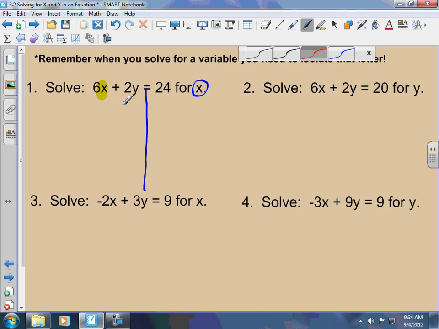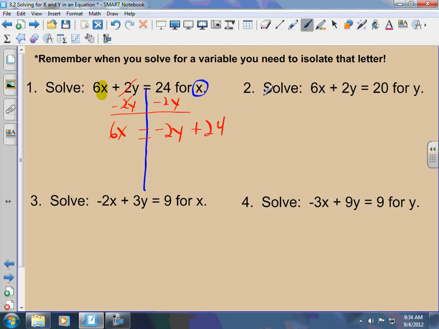So the first thing I'm going to do is subtract 2y to both sides. Okay. The 2y's cancel, leaving me 6x equals. Now, because we're going to be talking about slope-intercept form, I want you to put the number with the letter first. Okay? So, I cannot combine negative 2y and 24 because they don't both have a y. So I put the negative 2y first, then I put my plus 24.